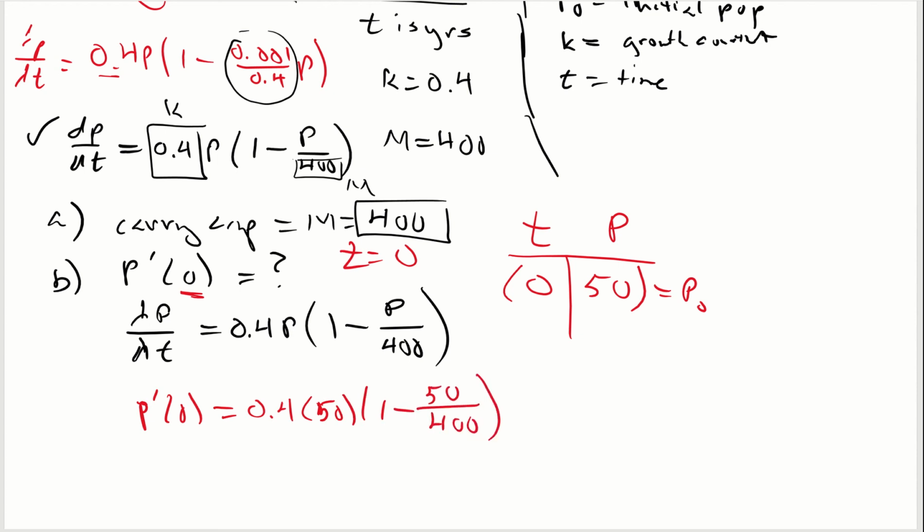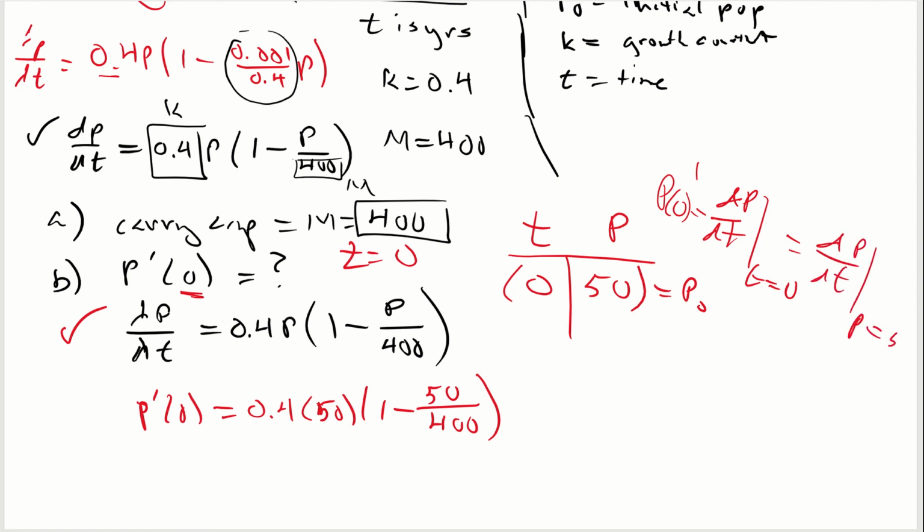Okay, take a pause there and study that. What I'm saying, and what the book wants us to learn, is that p prime of 0 is the derivative, or the rate of change of the population when time is 0. Well, the formula doesn't take time and plug it in for the derivative. It takes the population. So you could say something like this in your notes: dp dt when t is equal to 0, that's p prime of 0. But that's the same thing as dp dt when p is 50. And that's what we're doing.